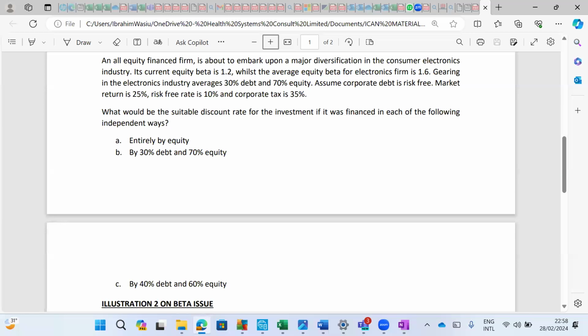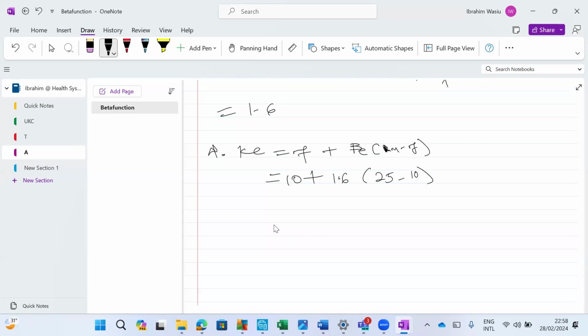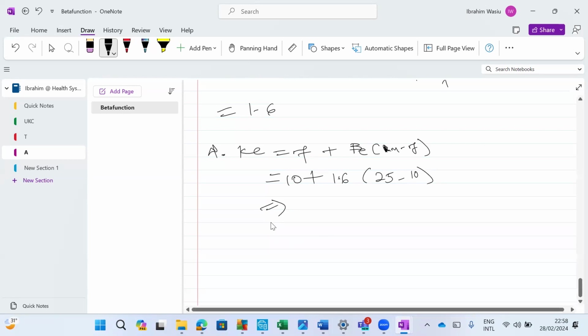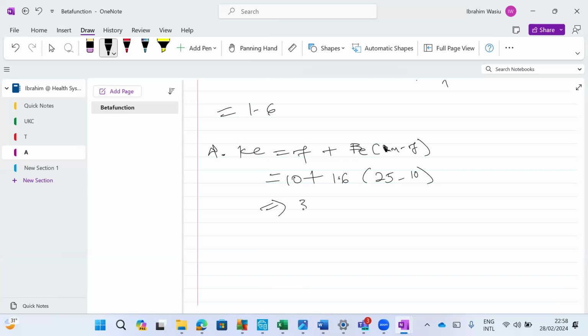So this one is 25%. 25 minus 10%. So what do we have? 0.34, which is 34%. That's the cost of equity.